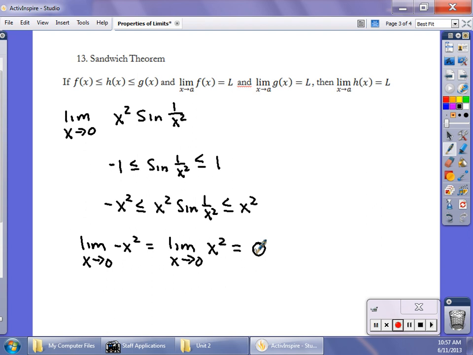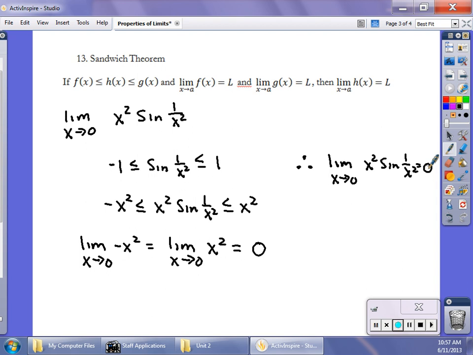Since they're both 0, my conclusion can be, the 3 dots in a triangle is therefore, the limit as x approaches 0 of x squared times the sine of 1 over x squared has to equal 0 by the sandwich theorem. Like I said, we're going to use this to derive, or to define, some of our trig derivatives a little bit later on in the course.